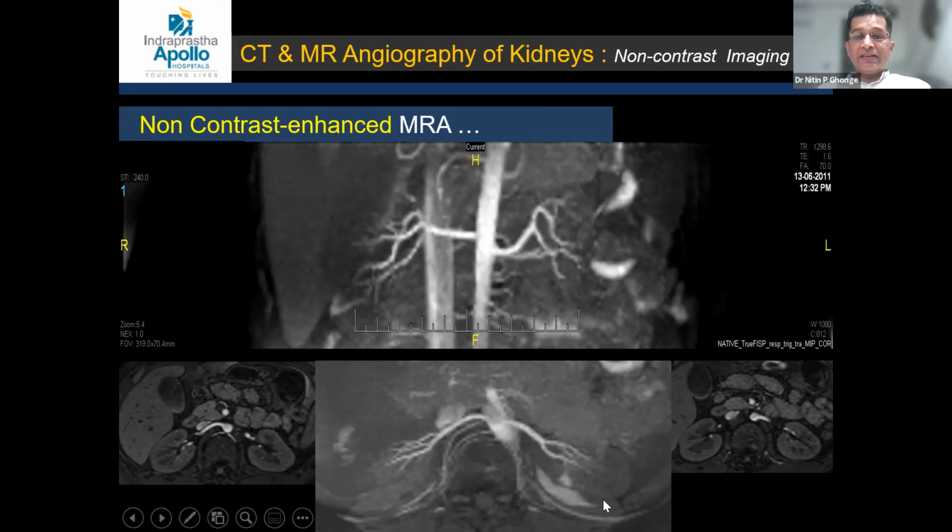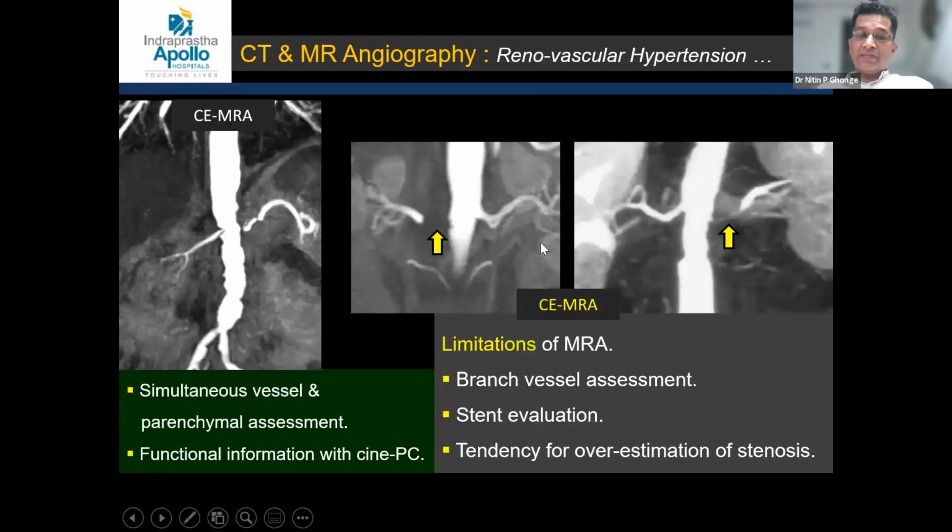The aorta is nicely seen, and this is all without injection of any contrast, and this is a capability of MRI to acquire images without giving any contrast. The only limitation is the poor delineation of the finer intrarenal branches.